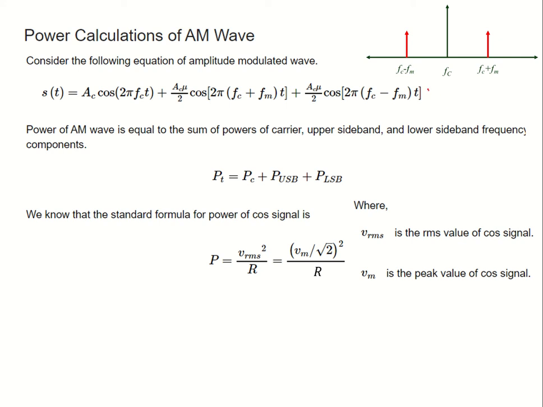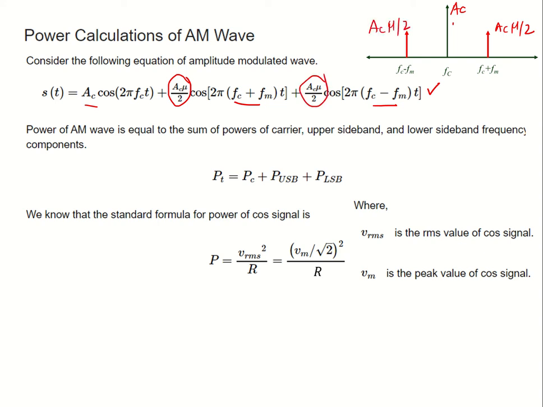So this was our signal, the AM modulated signal, and last time we determined this formula. In this formula we know that we have a carrier which has amplitude of AC, and we have two sidebands, upper sideband and lower sideband, at the location of Fc plus Fm and Fc minus Fm, and the amplitude of these sidebands are AC mu over 2. This sideband also has amplitude of AC mu over 2.